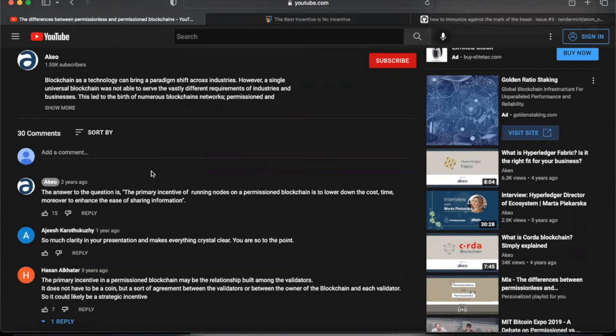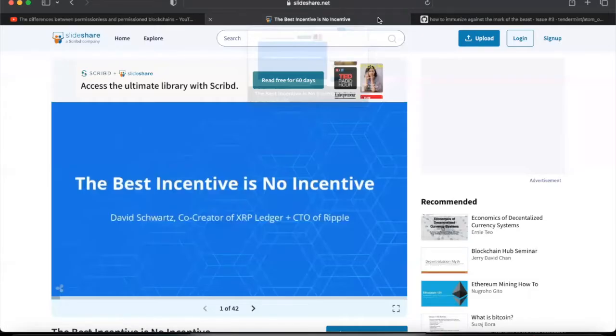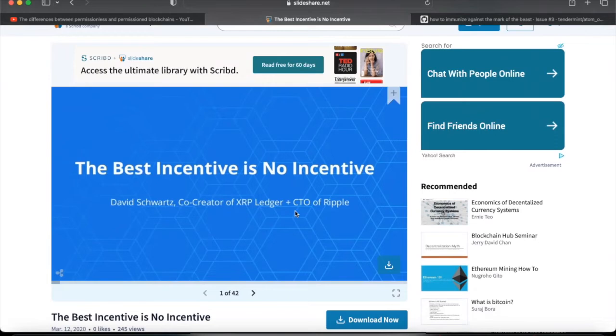And the answer they gave in their comments is, the primary incentive of running nodes on a permissioned blockchain is to lower down the cost and time, moreover to enhance the ease of sharing of information. So this reminds me of what David Schwartz says, which is the best incentive is no incentive, when he talks about the XRP ledger. Specifically, he gave this presentation at the Stanford Blockchain Conference in 2020.